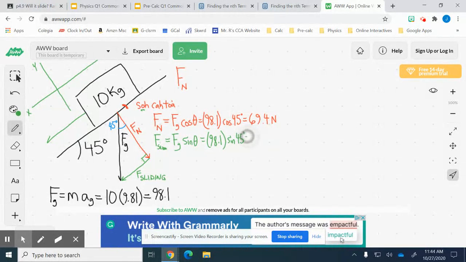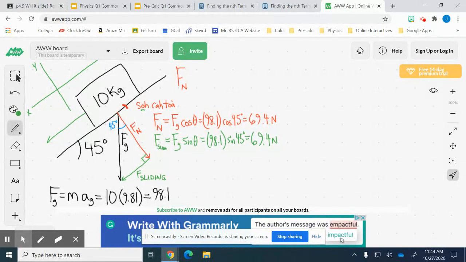And you people who are up on your trig are already ahead of me probably, but we're just going to run it through the calculator. 98.1 times the sine of 45. And lo and behold, it's exactly the same thing. Because a 45-degree angle is halfway between 0 and 90, so the force in this particular instance gets split exactly between the two.